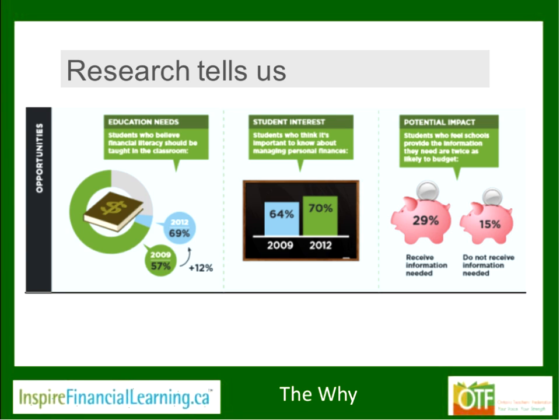And I included this half this time. I don't always, because if you're having discussions in your classes, there might be some points there which are of interest. Students who believe financial literacy should be taught in the classroom, it used to be 57%. That went up to 69% in 3 years. Students who think it's important to know about managing personal finances, that's going up as well. And also potential impact, students who feel school provides the information they need are twice as likely to budget. And you see the number who feel they do not receive the information that they require is going down. So someone's doing the right thing there, anyway.